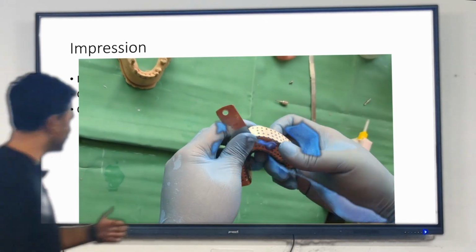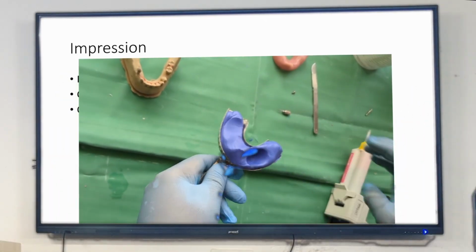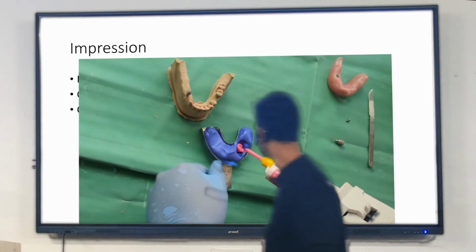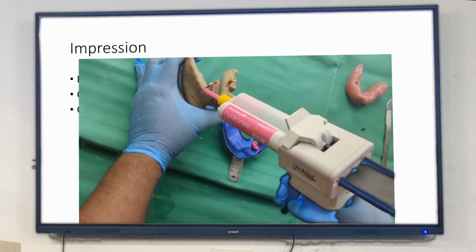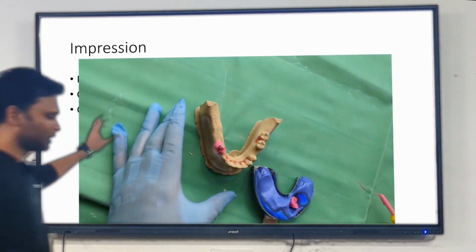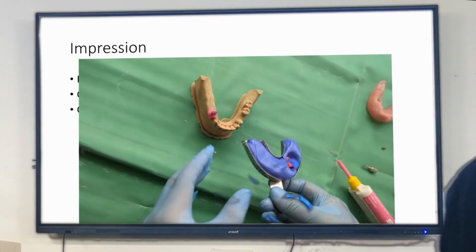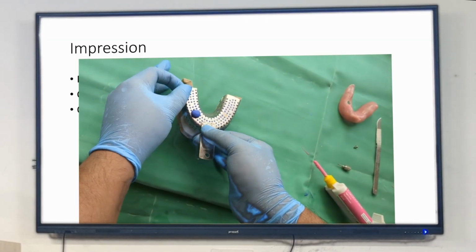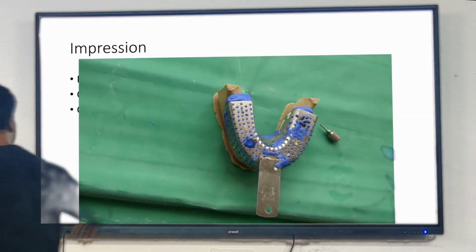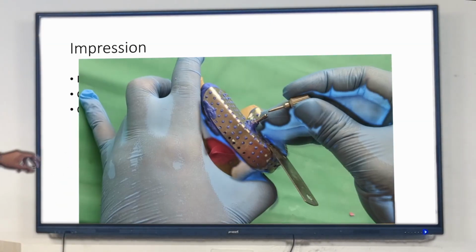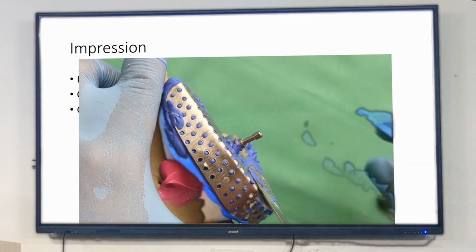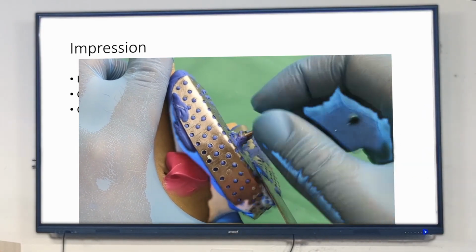Trust me, this was very confusing to me a few years back. I didn't want you guys to face the same confusion. Okay, again the light body impression material is applied to the impression post, and then the impression is being taken. Five minutes remaining. So again you are going to remove the screw, so that when you take out the impression, the impression post comes out along with it.